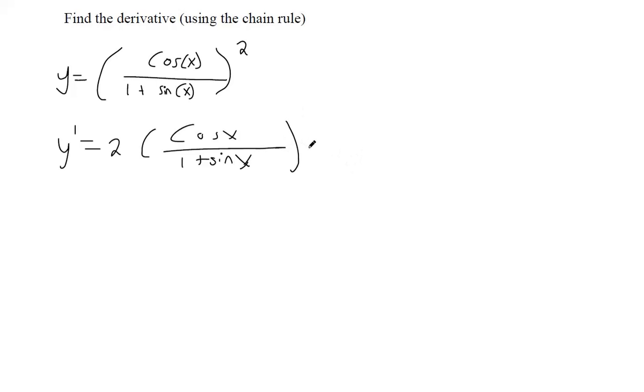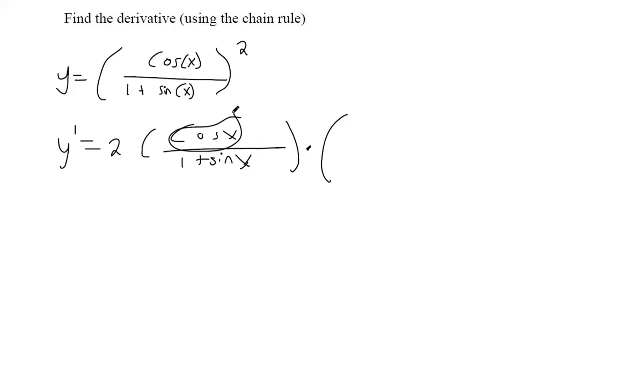So now this is to the first power, right? And now, because of the chain rule, we have to multiply it by the derivative of this inside function. This stuff in here was inside the squaring function. So now we've got to multiply by the derivative of the inside function. This requires the quotient rule, right?